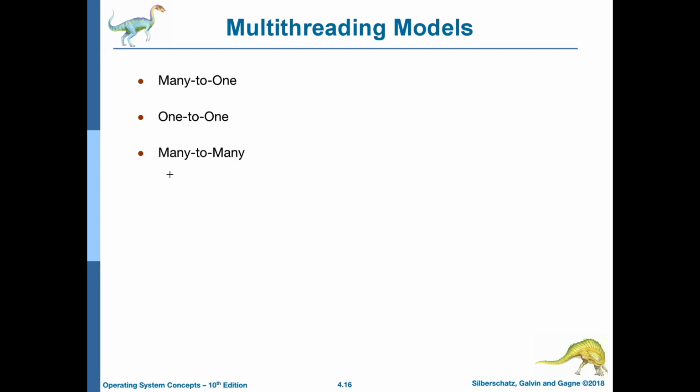Now, this first part usually refers to the user threads, and this refers to the kernel threads. So if you see something such as many-to-one, it indicates that there are many user threads to one kernel thread. Now let's go ahead and see what this means.